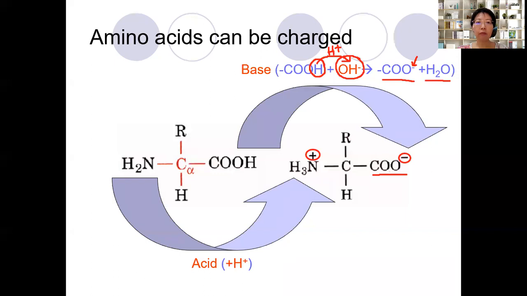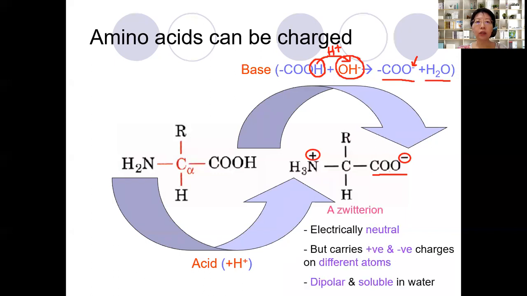So this kind of molecule is called a Zwitter ion. A Zwitter ion is a molecule which may have both positive and negative charge, but overall electrically is neutral, right? Because it carries one positive charge and one negative charge, so they will cancel each other off. Overall, the molecule is neutral.